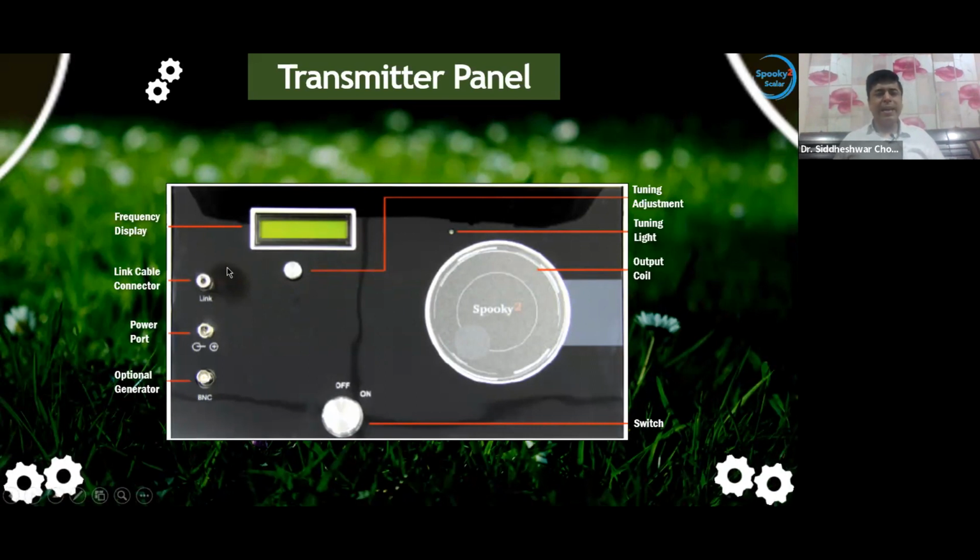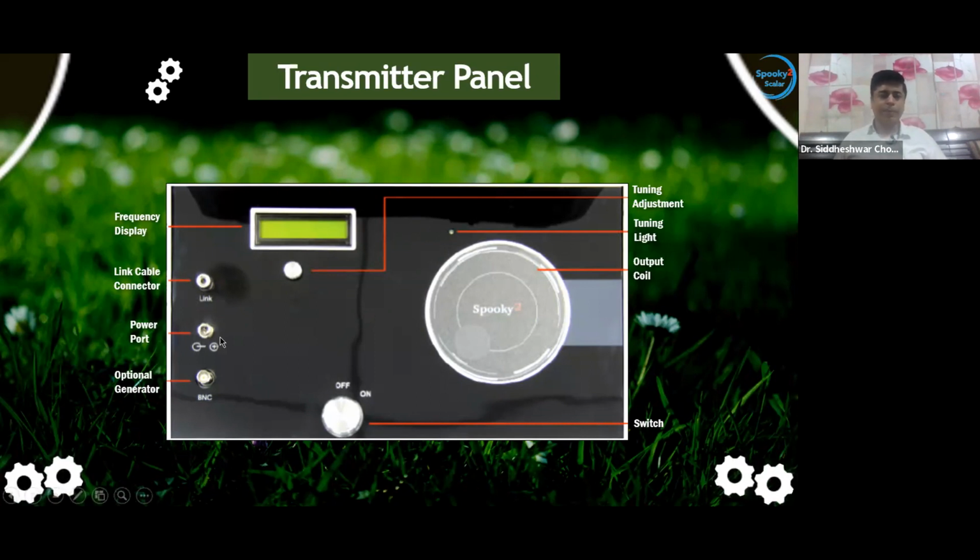Then you have a link cable connector. As we discussed in the earlier slides, you will have to connect the earthing cable between the transmitter and the receiver. So this is the one we are talking about. This is the cable you have to connect. This is the port where you have to connect the cable.